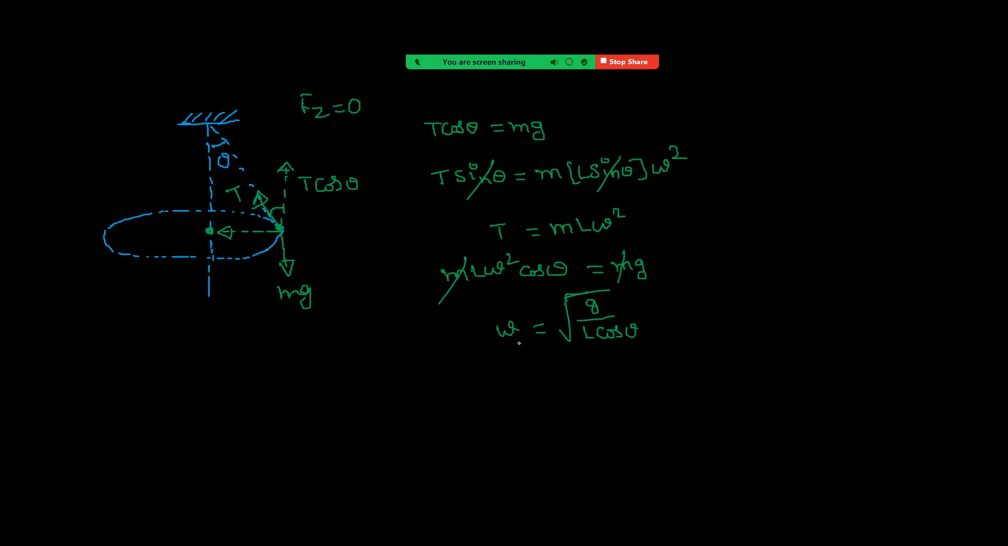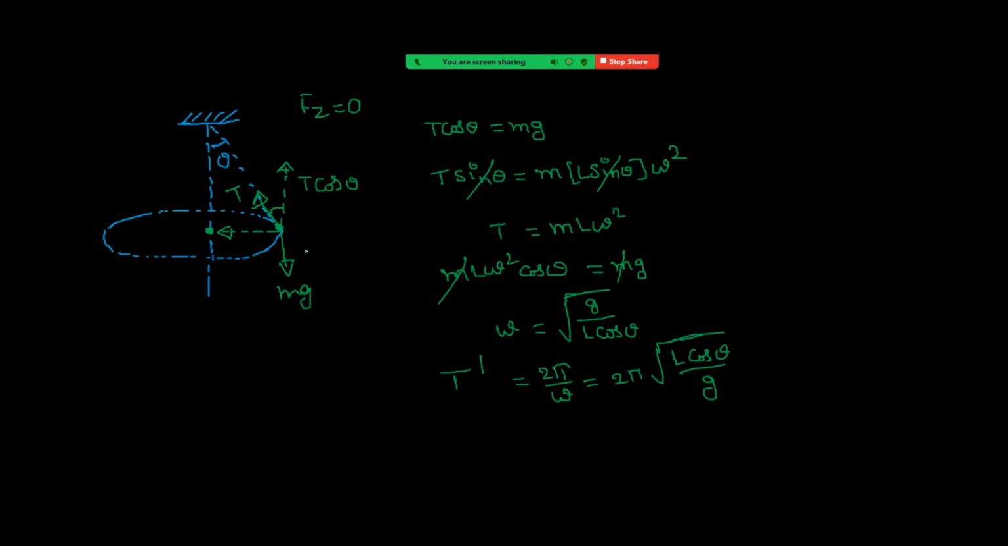So once we got the omega value, therefore the time period is given by, take it as T', the time period, that is equal to 2 pi by omega, which is equal to 2 pi root of L cos theta by g. Okay, this is now the time period of revolution.